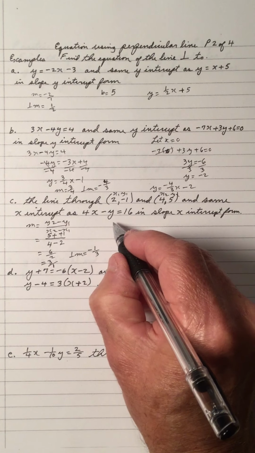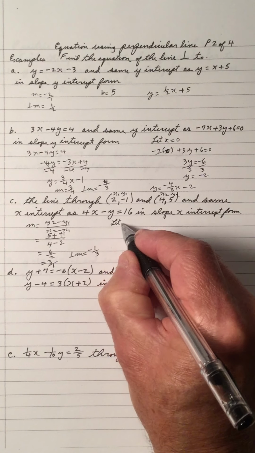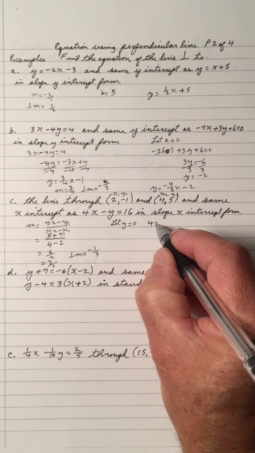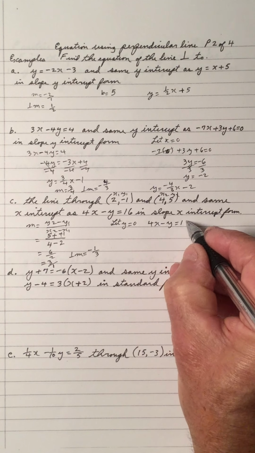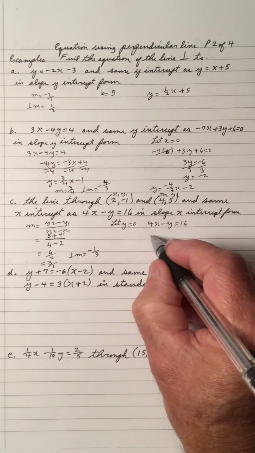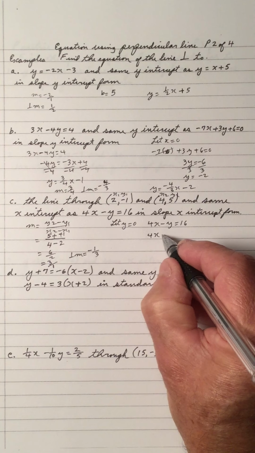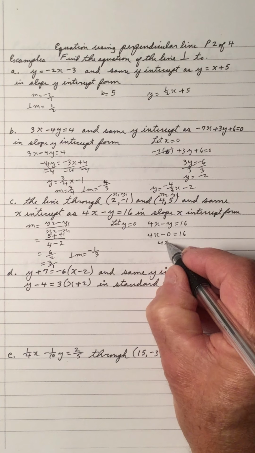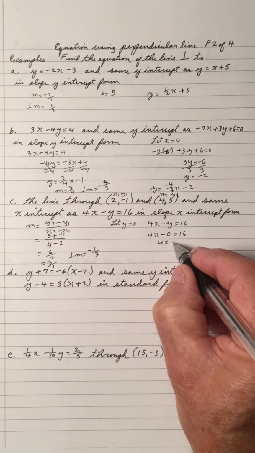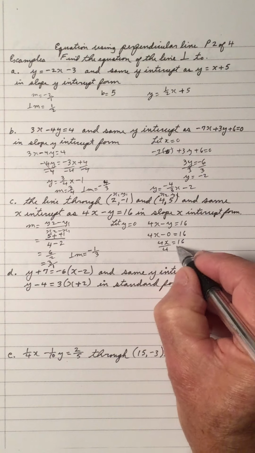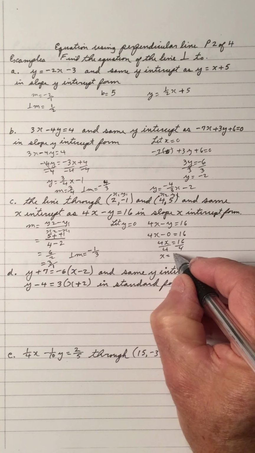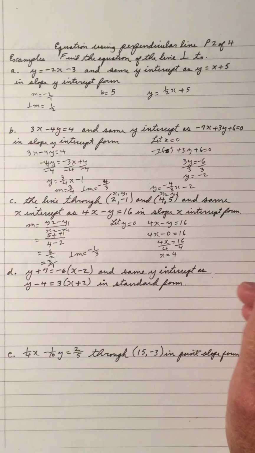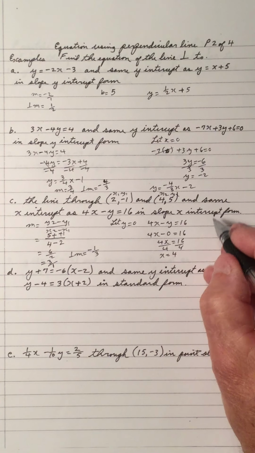And how do we get the x-intercept? Well, let y equal 0. If we let y equal 0 in this equation, we will come up with the x-intercept. So 4x minus 0 is 4x, which is 16, divided by 4, so x is 4. That's the x-intercept, and we want it in slope x-intercept form.